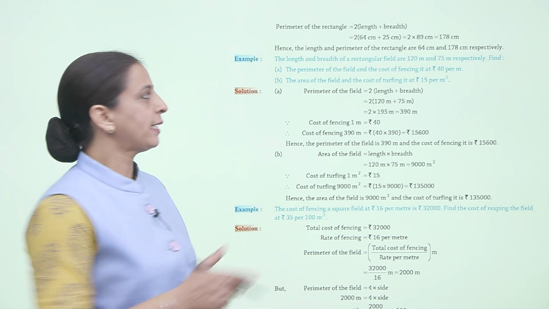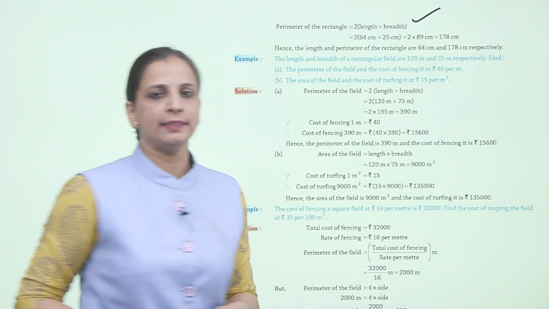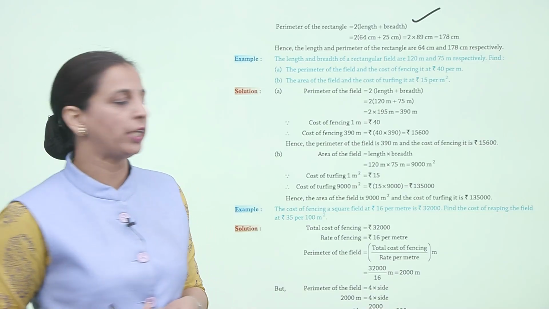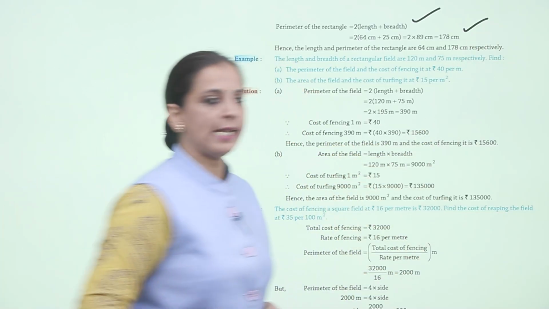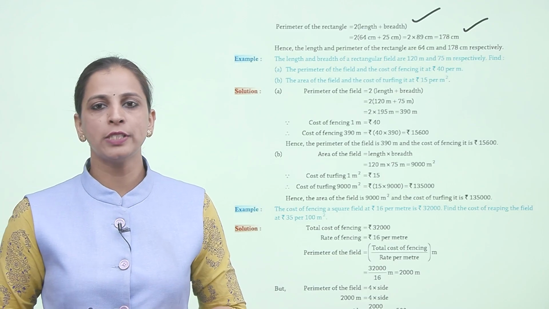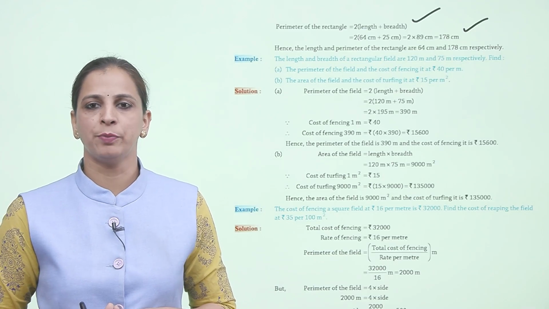Now perimeter of the rectangle क्या होता है? 2 into length plus breadth. That is 2 into 64 centimeter plus 25 centimeter. That is equals to 2 into 89 is equals to 178 centimeter. Hence the length and perimeter of rectangle are 64 centimeter and 178 centimeter respectively.